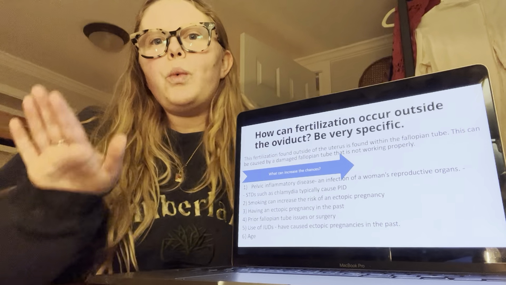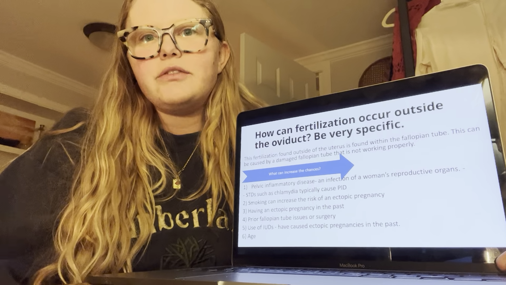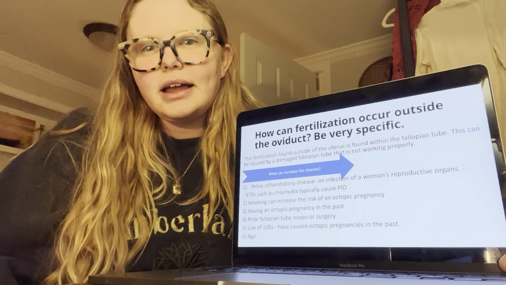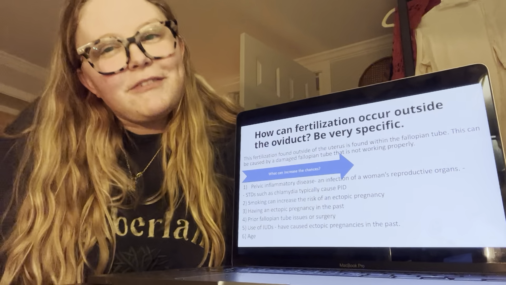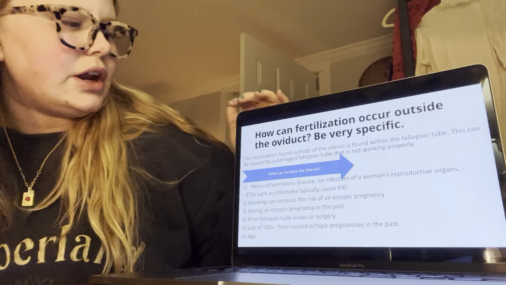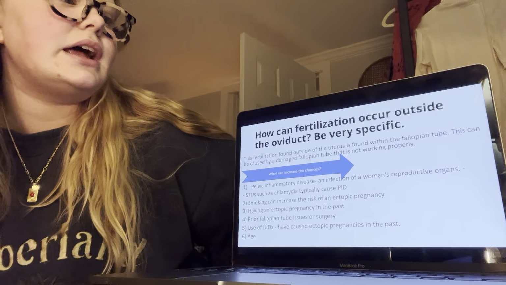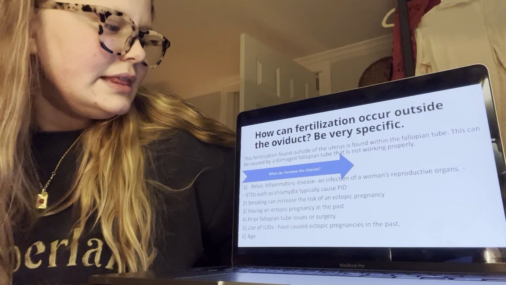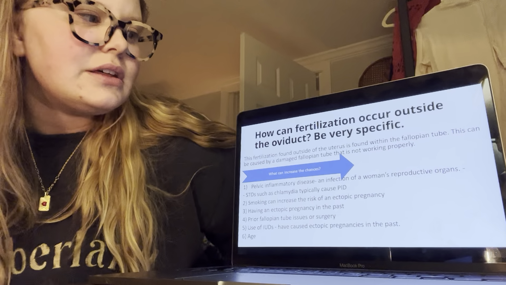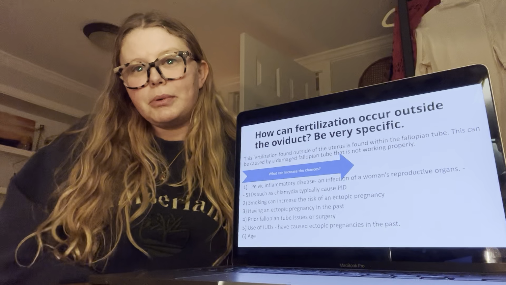Okay. So when asked the question, how can fertilization occur outside of the oviduct? I was prompted to be very specific. So to get started, this fertilization found outside of the uterus is found within the fallopian tube. This can be caused by damage to the fallopian tube that is not working properly.